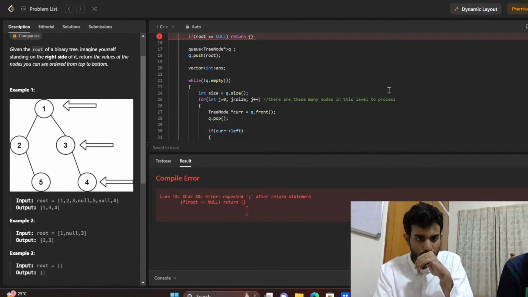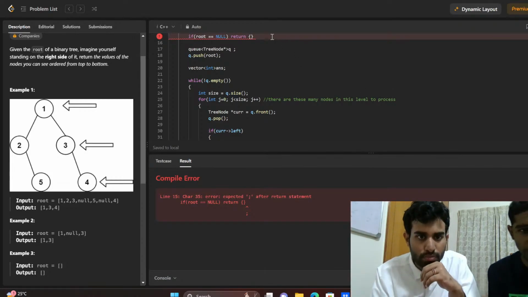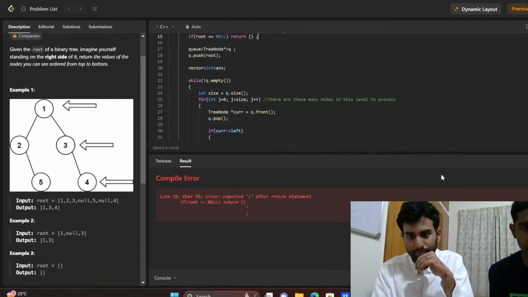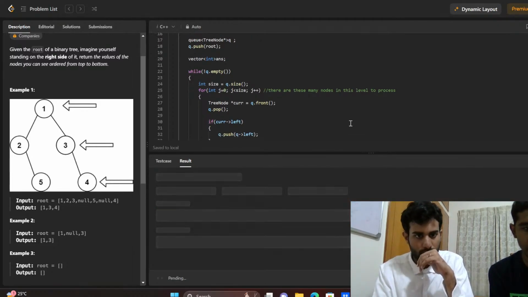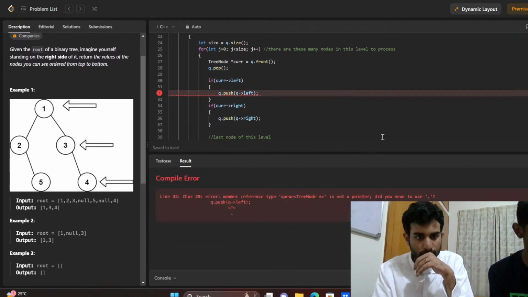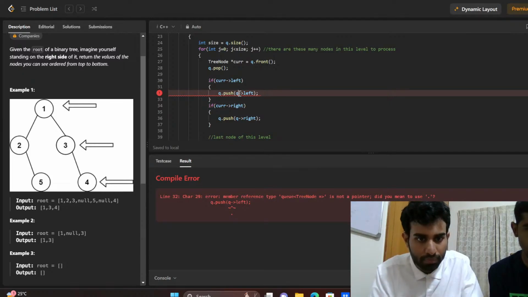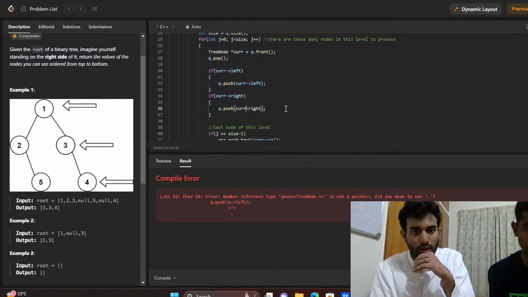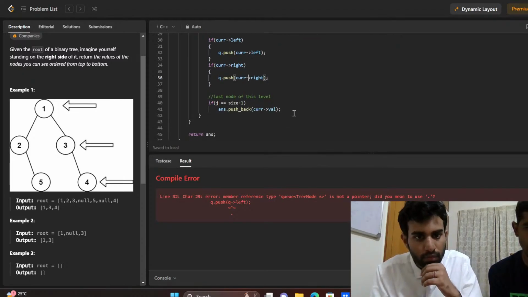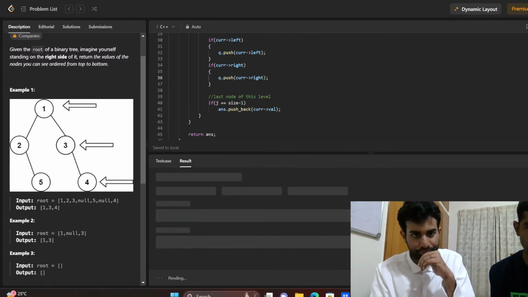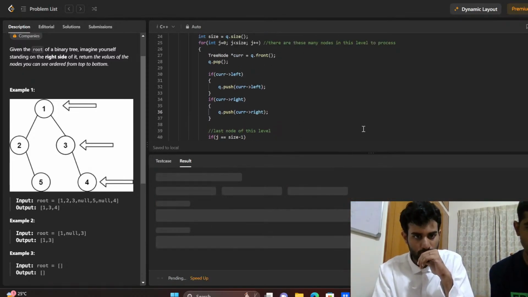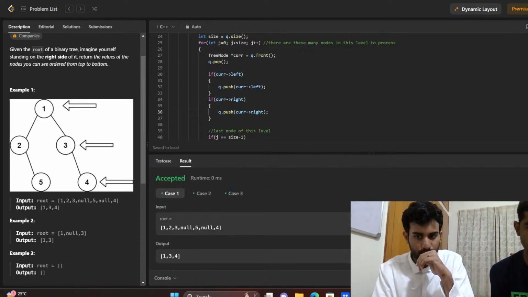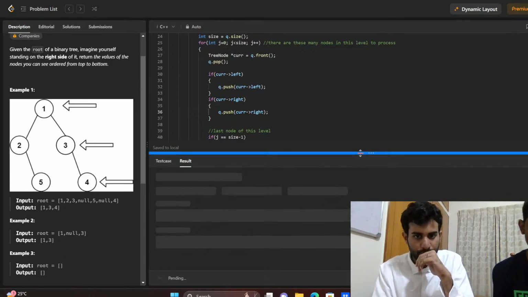Okay, I just missed out a semicolon there. This is current, and it's finished like that, and this also should be current. I think that should be fine. Yeah, this should be fine. So I just submitted.